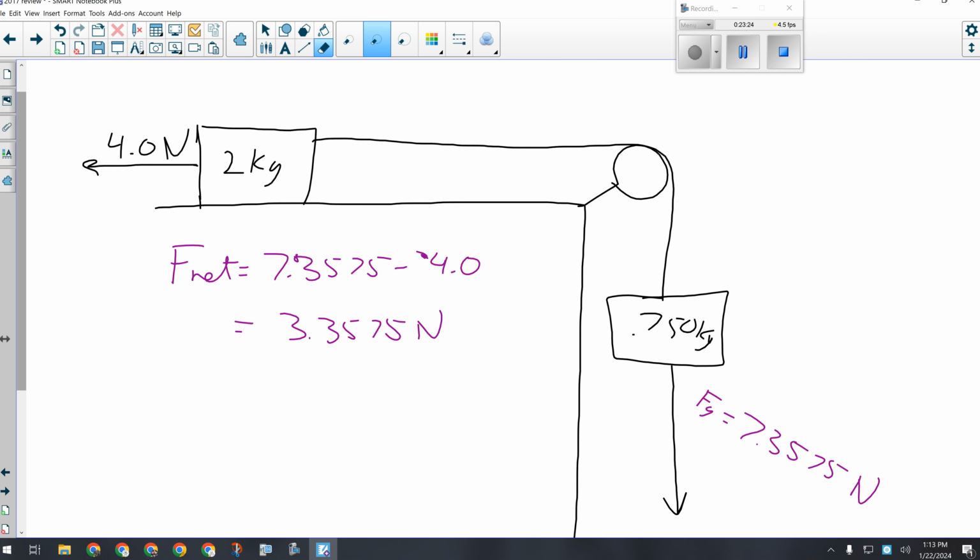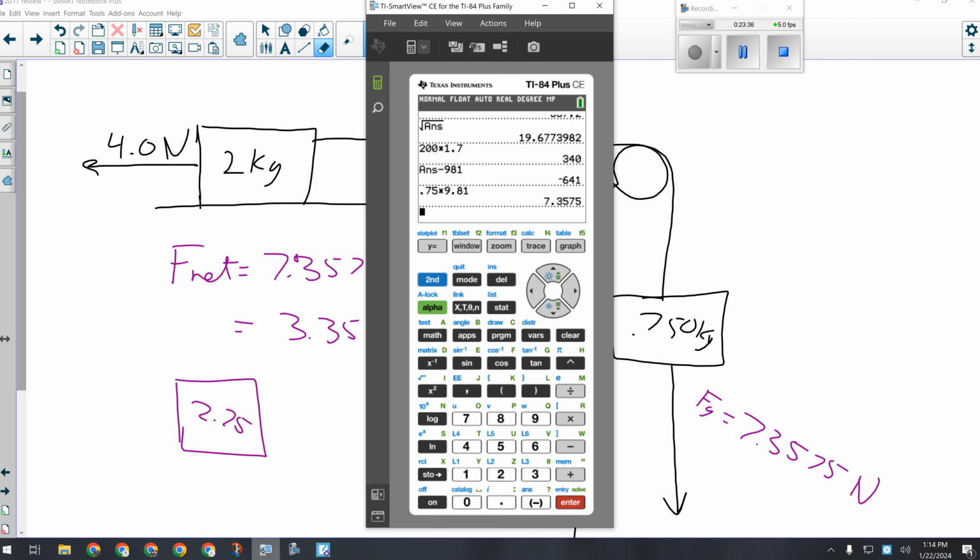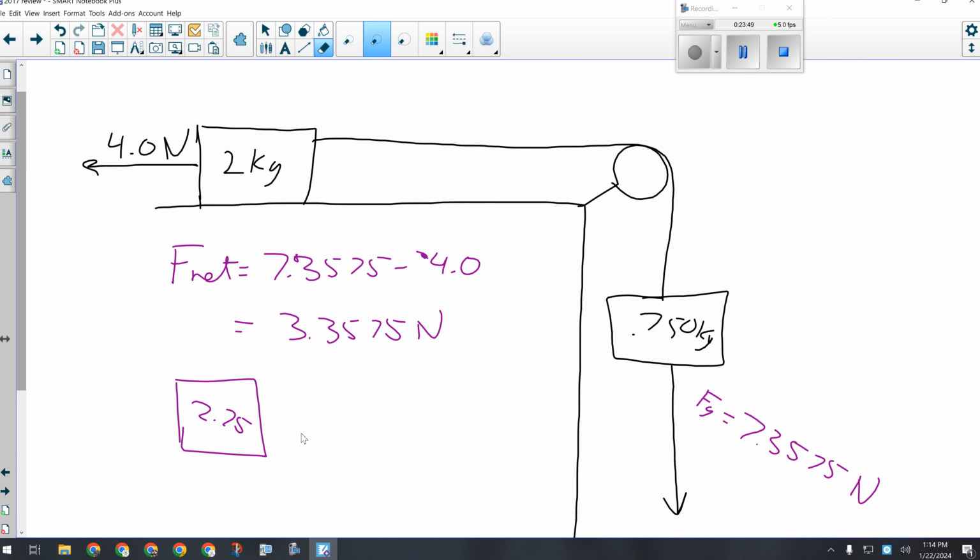That net force is actually acting on 2.75 kilograms worth of mass, the mass of the system. So if I take that and divide it by 2.75 kilograms, that tells me both the acceleration of the system and the acceleration of the 2 kilogram mass, except that we only have one significant digit there, don't we? We'll say it's 2.